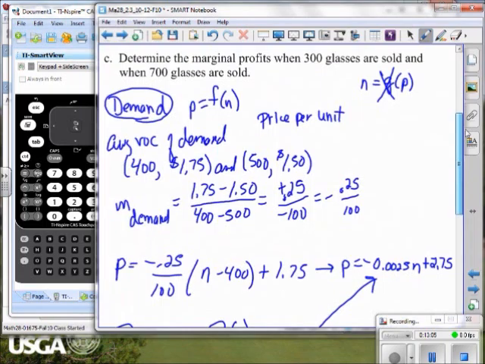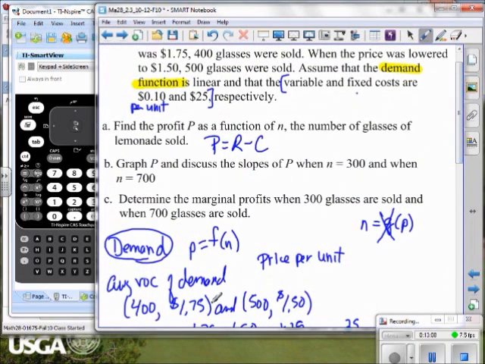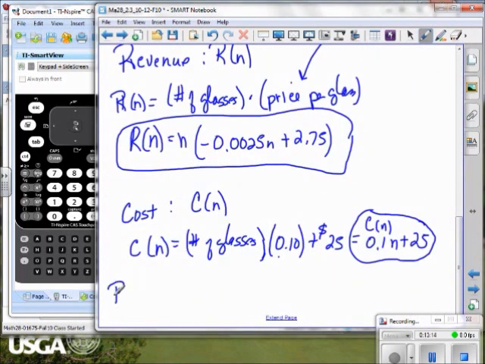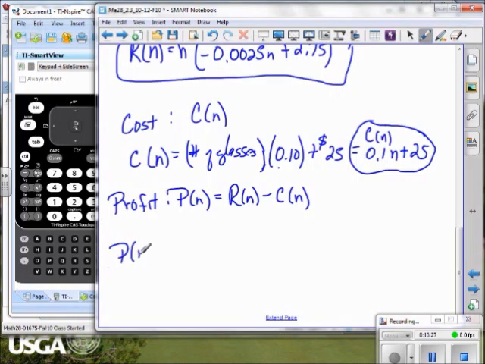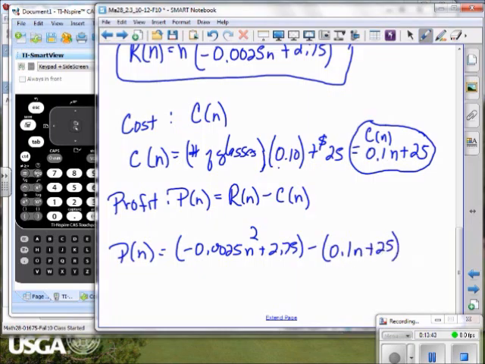And the first item I'm supposed to work on wasn't either one of those. It was profit. So find the profit function. So now profit is capital P of n, which is revenue minus cost. I think we can find that now. Revenue. So I'm going to have negative 0.0025 n squared plus 2.75 minus 1/10 n plus 25.